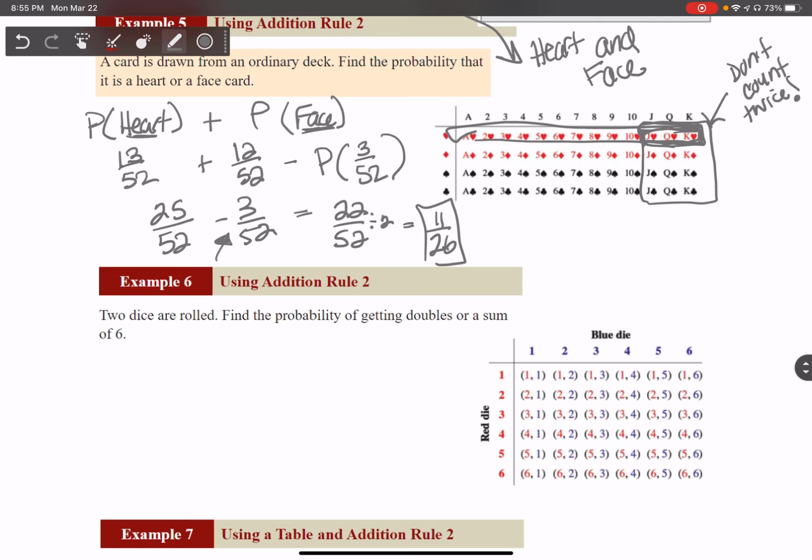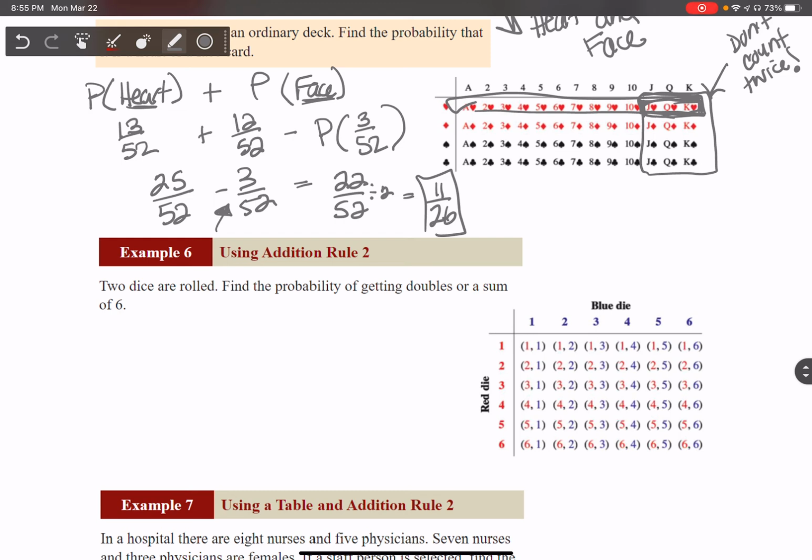All right, example 6. Two dice are rolled. Find the probability of getting doubles or a sum of 6. Okay, doubles or a sum of 6. So we're going back to this table that we have. Okay, there are 6 ways to get doubles. Let's look at those 6 ways to get doubles: 1, 1, 2, 2, 3, 3, 4, 4, 5, 5, 6, 6. So we can say 6 out of 36.